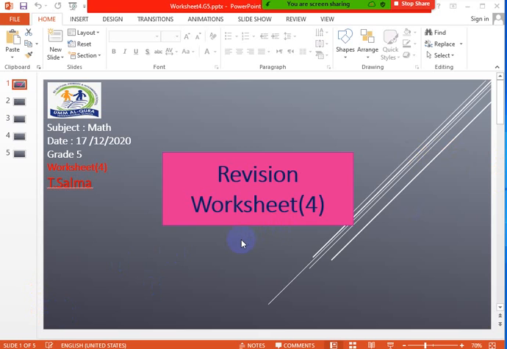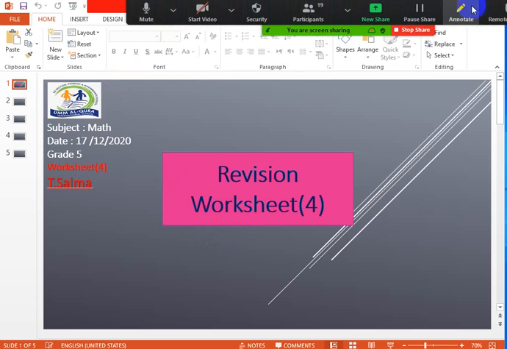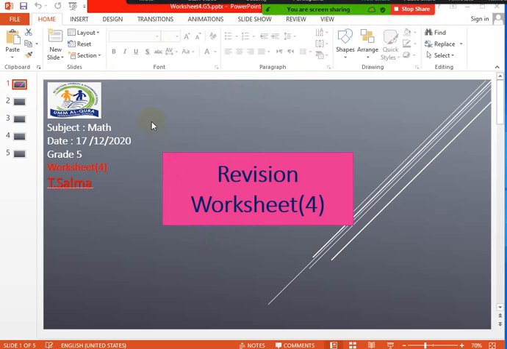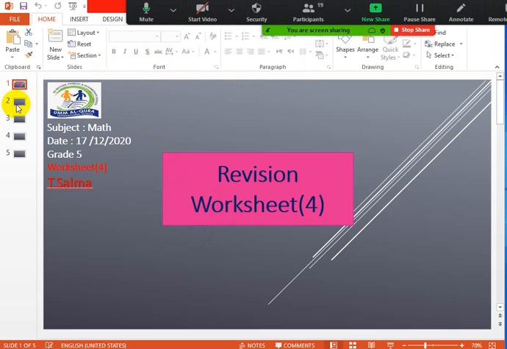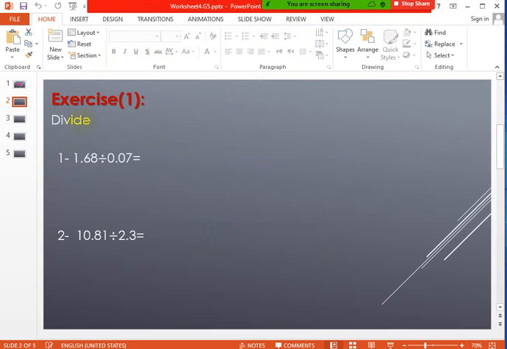Today will be the last revision for us before the final this week. So I hope all of you printed the worksheet and prepared it to solve it together now. I'm fine, thank you, Emma. So let's start with the first example, or the first exercise.